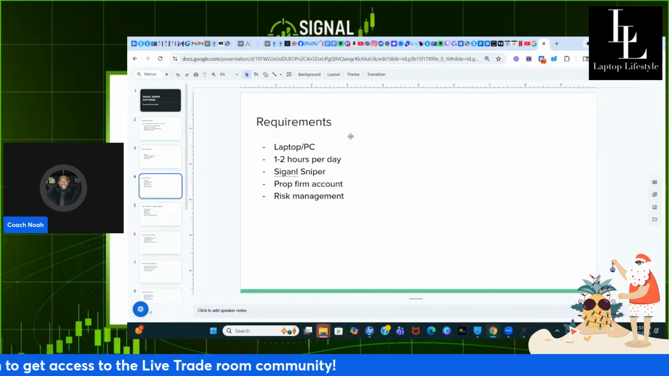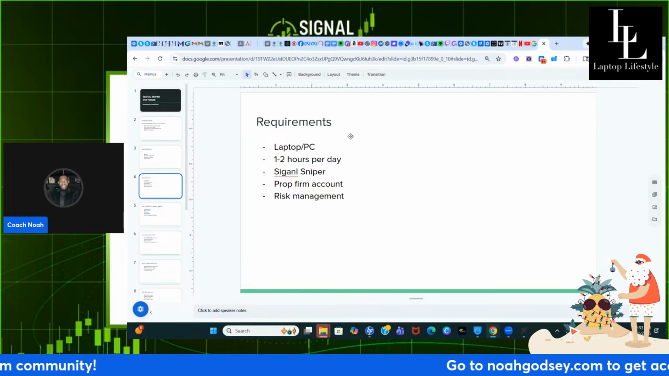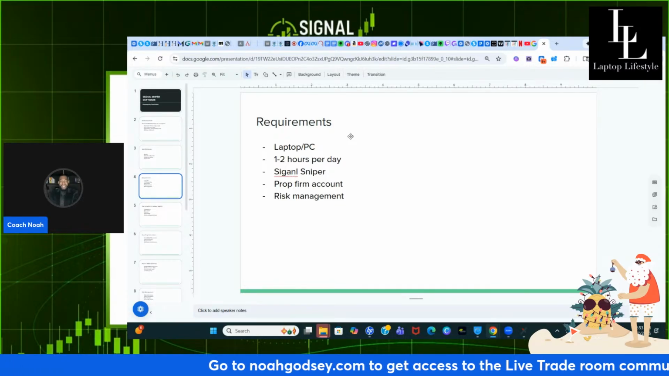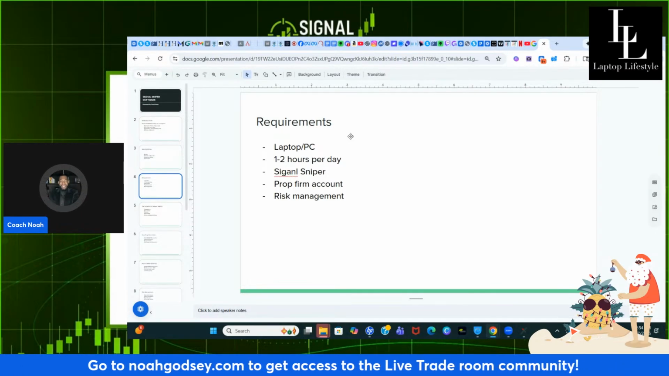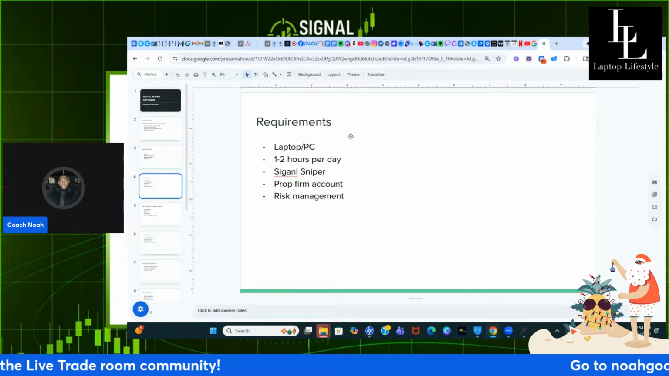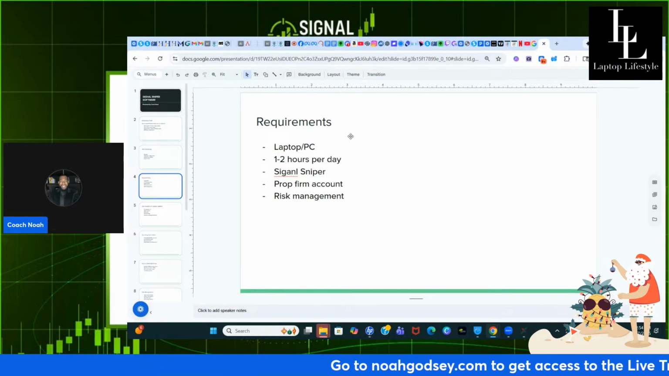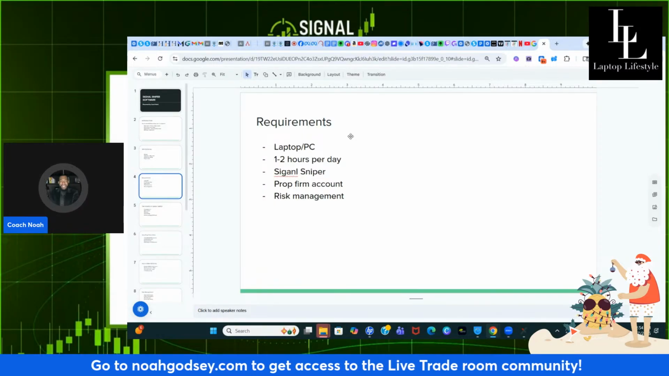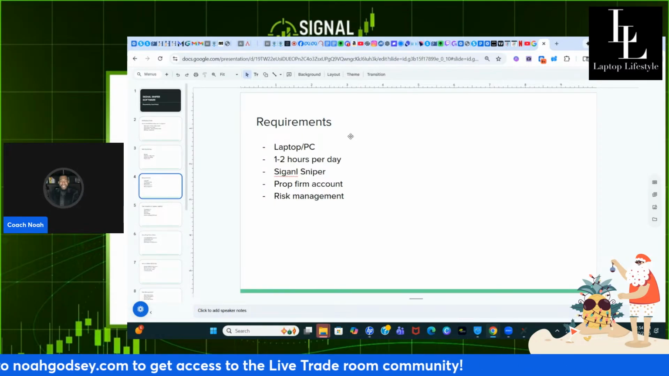So what are the requirements for this? You need a laptop or PC to put the Signal Sniper on. Once you do it on your laptop on TradingView, then you can use it on your phone, wherever. Wherever you're logged in on TradingView, it'll be on your chart. So get to a laptop or PC, put it on your TradingView, and then once you've got it on your TradingView, you can use it on your phone.